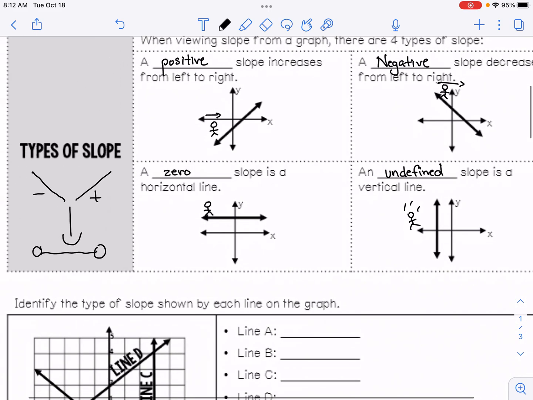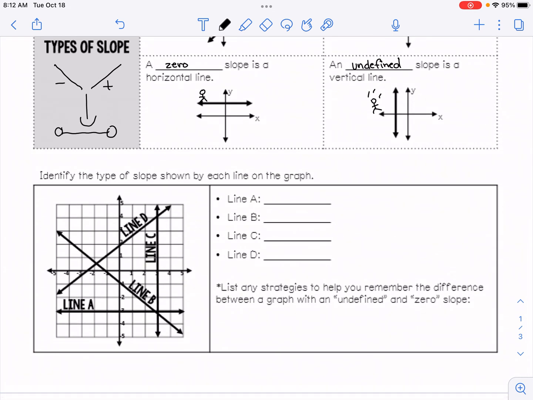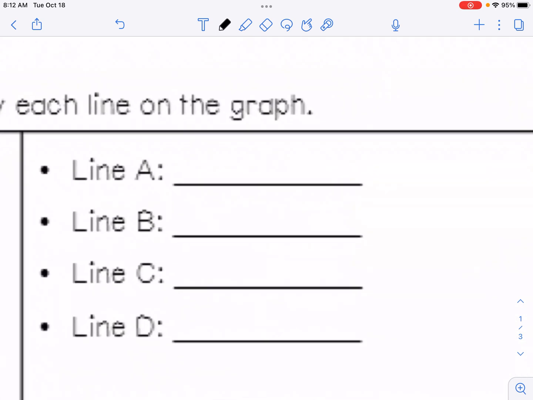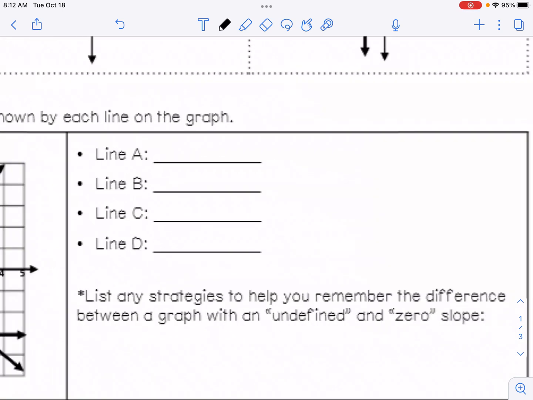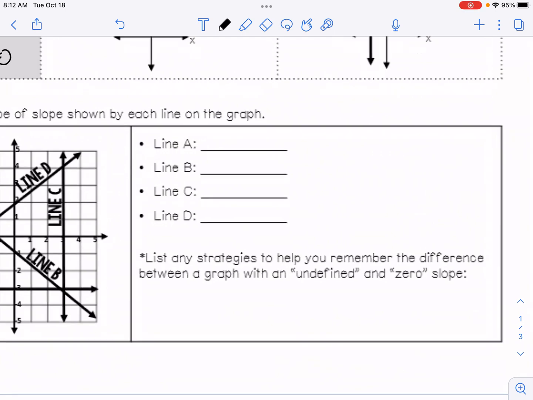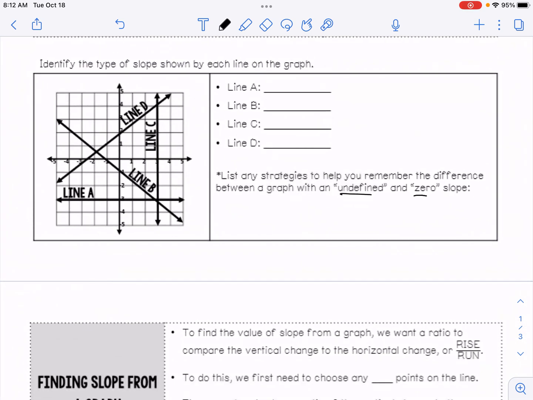Okay, so the bottom part of this paper, it says identify the type of slope shown on each line on the graph. I'd like for you to determine line A, B, C, and D. You can write one of the following. Is it positive, negative, zero, or undefined? So I'd like for you to pause this video for you to go ahead and write that out. And although we drew Mr. Slope space, if you have any other strategy, listening strategies to help you remember the difference between an undefined slope and a zero slope, then write that there so you can refer to that. Okay, but we're going to be turning this over to the back side.